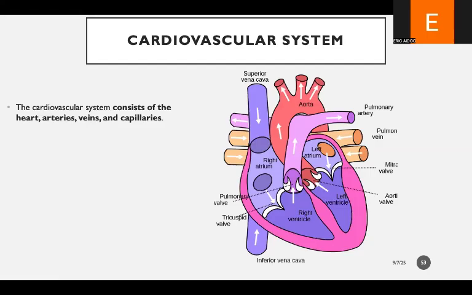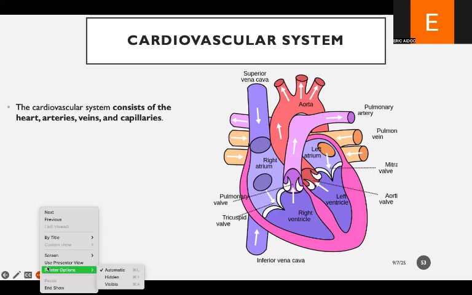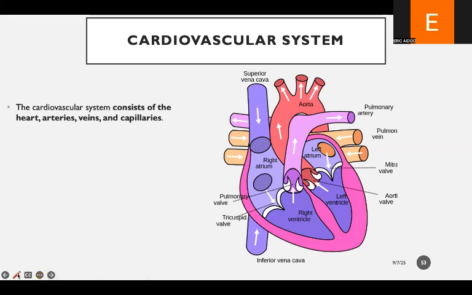We want to look at the cardiovascular system. The cardiovascular system is basically made up of the heart and the associated blood vessels. So for the blood vessels, we are going to look at superior vena cava, inferior vena cava. Then we look at the major and prominent one, the aorta, and the branches of the aorta.